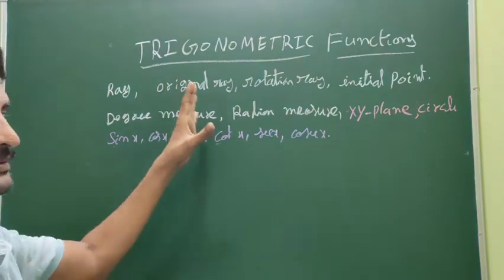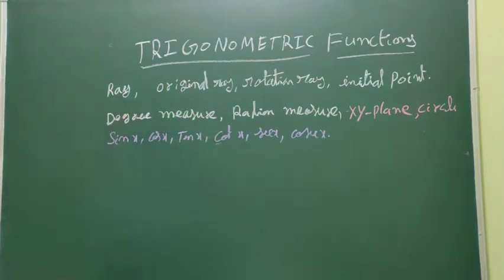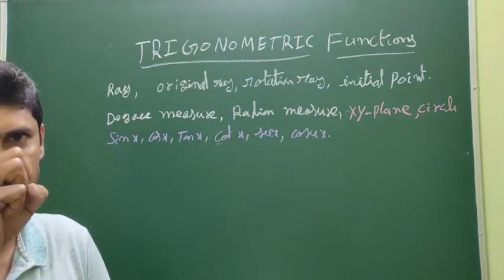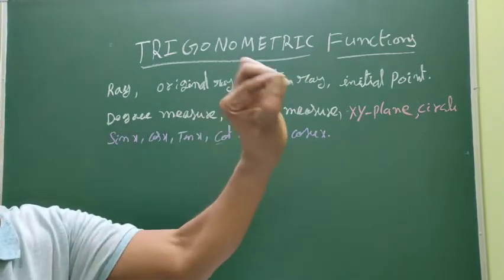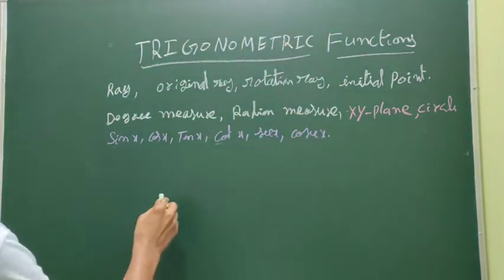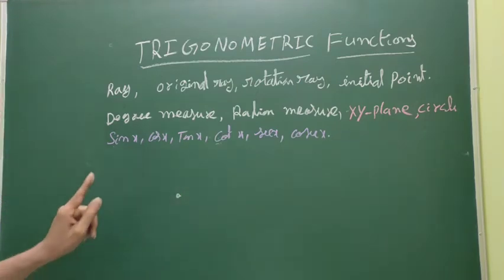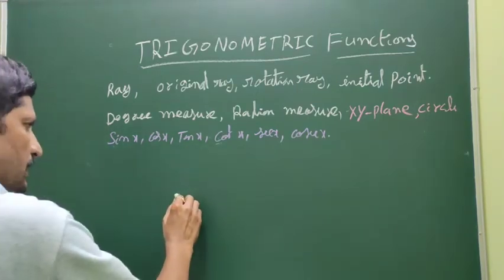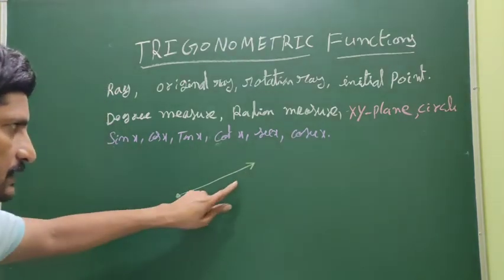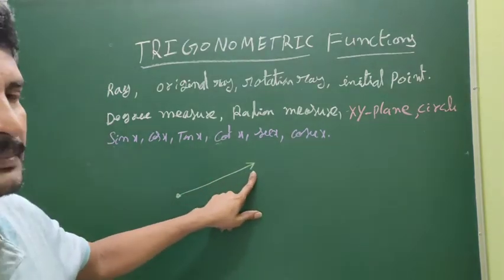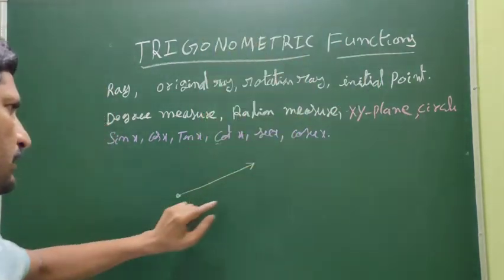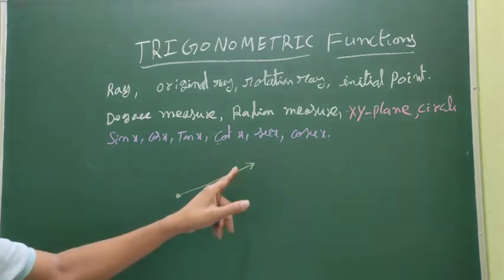Now we discuss what these are. The first one is a ray. A ray has an initial point, and it goes from the initial point. Suppose it is one initial point, a fixed point. Now any line with an arrow mark, this arrow mark represents that it never ends. It is going to infinity, long. But it is fixed here at this point. It is a ray.